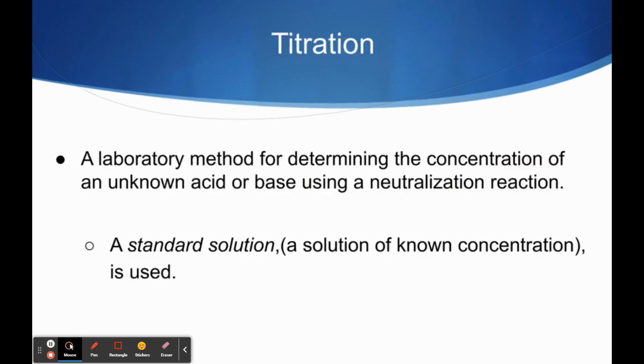So now we want to talk about what titration is and some common vocabulary that's associated with titration. Titration is a laboratory method used for determining the concentration of an unknown acid or base in a neutralization reaction. For our case, we will have an unknown acid and we will know the concentration of the base. So the base will be our standard solution, which is the solution where the concentration is known.